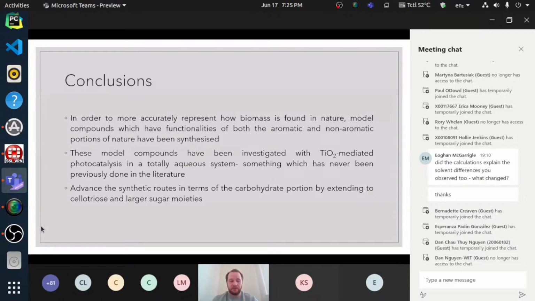The only other model compounds that have been used before in terms of cellulose and hemicellulose are glucose and xylose and stuff like that. So to actually conjugate them to a lignin model compound is quite unique and quite good stuff.